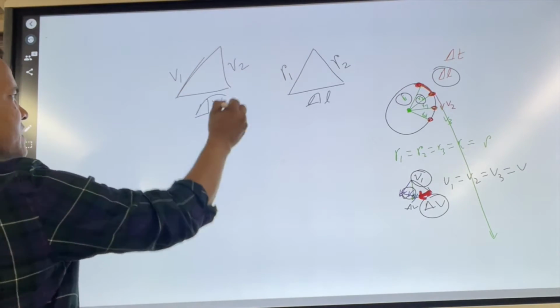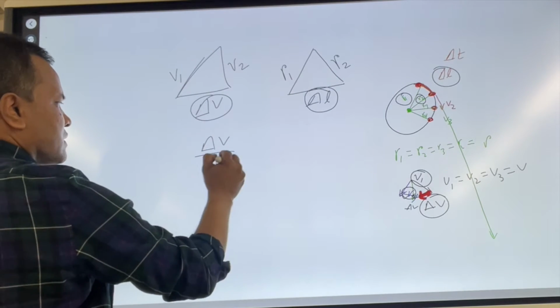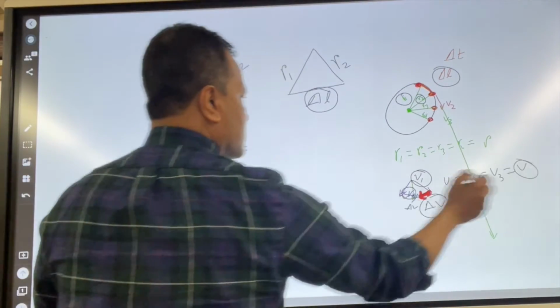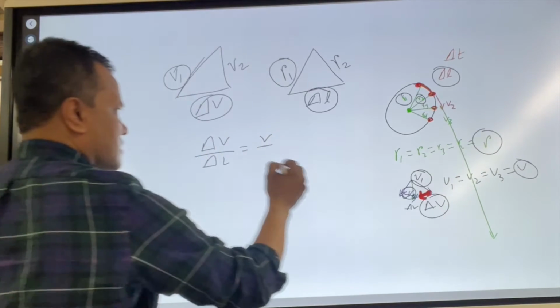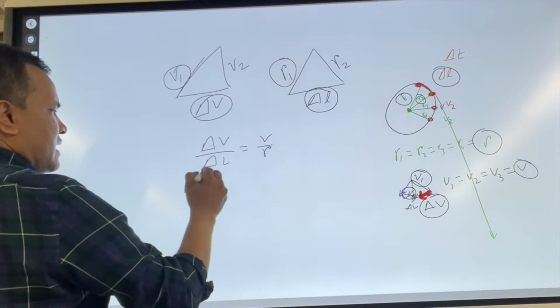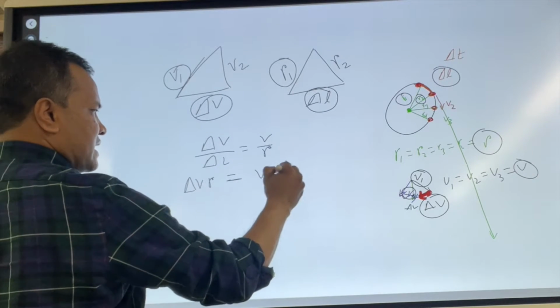So properties of similar triangle, delta V over delta L is going to give me V1, which is V, over R1, which is R. Alright, so I'm going to do cross multiplication. Delta V R is equal to V delta L.